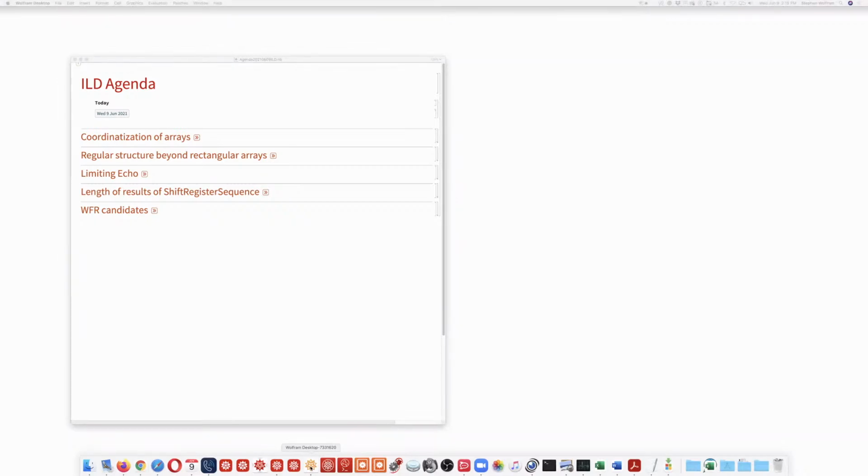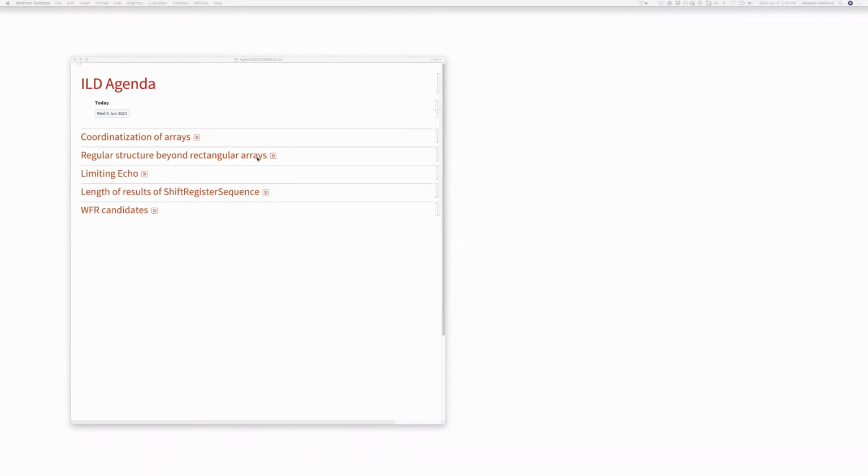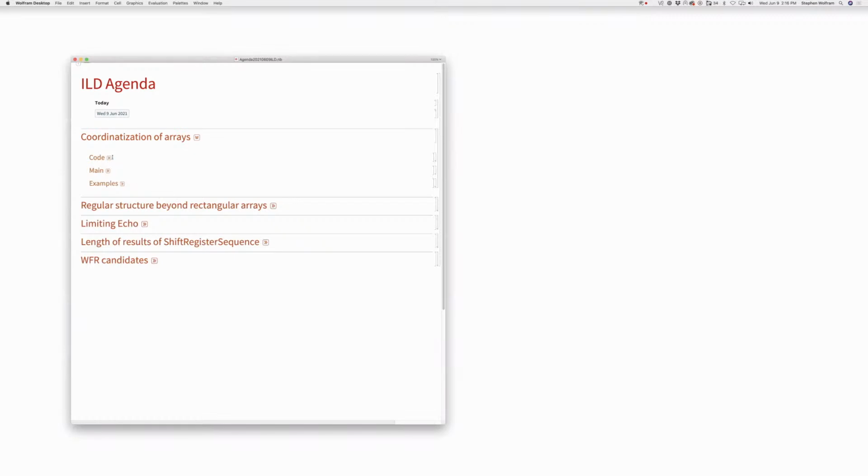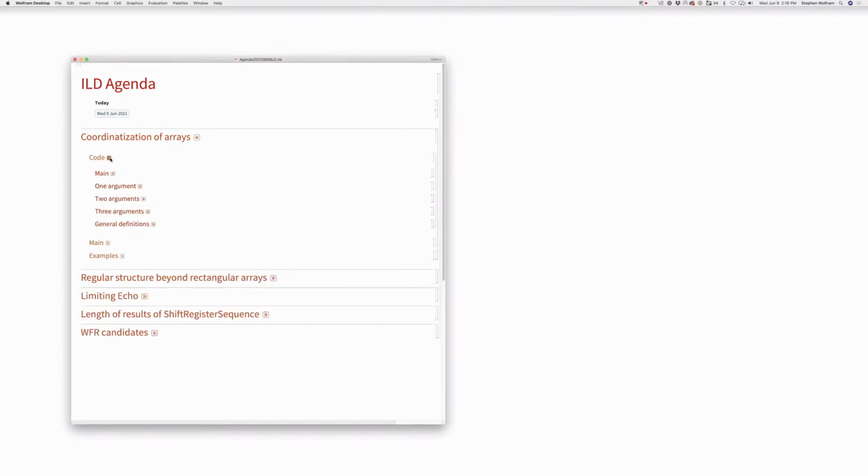Okay, for people joining this meeting, this is an incremental language development discussion for a future version of Wolfram Language. And we have a variety of topics. Let's start off with the first one: coordinatization of arrays. What on earth does that even mean?